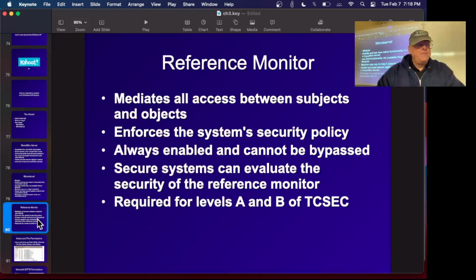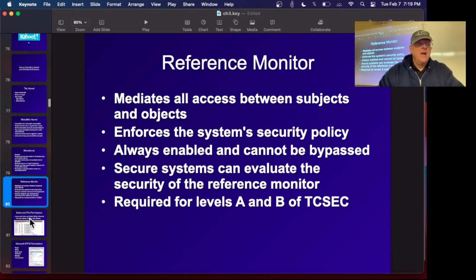Anyway, the reference monitor we talked about, this is the security feature that mediates all access between subjects and objects, so it checks to see if you're obeying the security policy. You cannot bypass it, and secure systems can evaluate the security of the reference monitor, and you must have this to achieve level A or B of the TCSEC model.